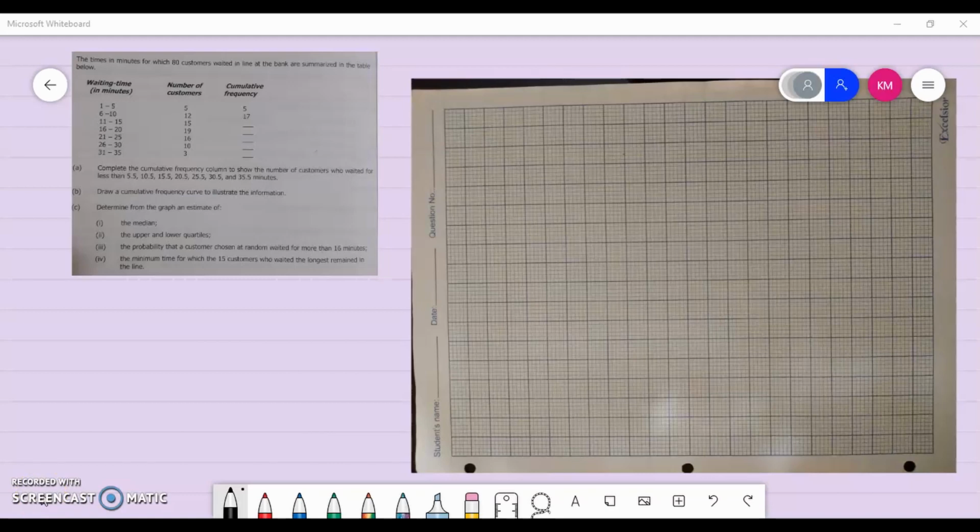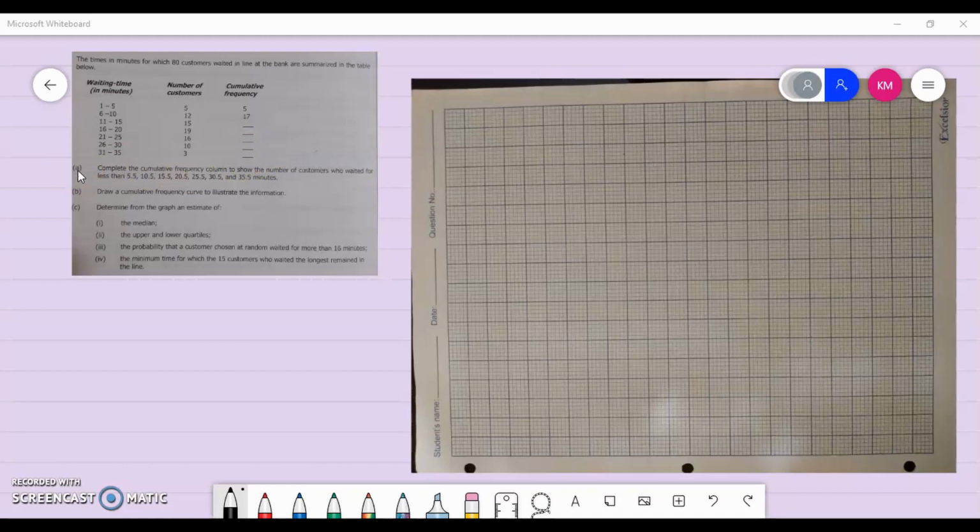In this session, we will be looking at cumulative frequency graphs. My question reads, the times in minutes for which 80 customers waited in a line at the bank are summarized in the table below. I have in this section here my waiting time, which is in minutes. I have my number of customers and my cumulative frequency column. Notice that there are values in your cumulative frequency column that are missing.